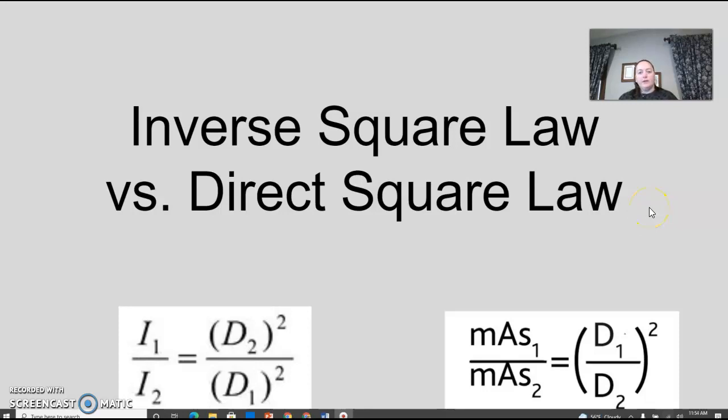All right, what's the difference between inverse square law and direct square law? They're two different formulas. How do you know which to use and when? So just going to do a quick little talk on that. All right, here's your two examples, inverse and direct square.